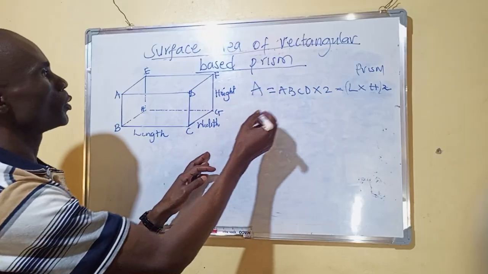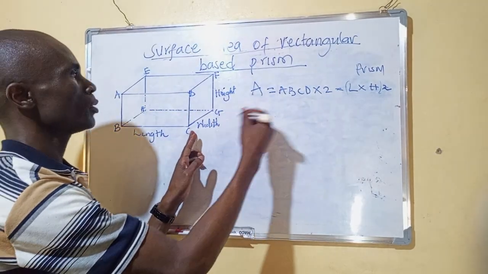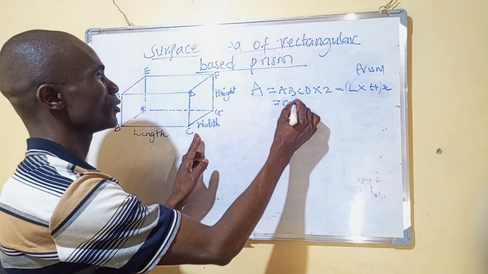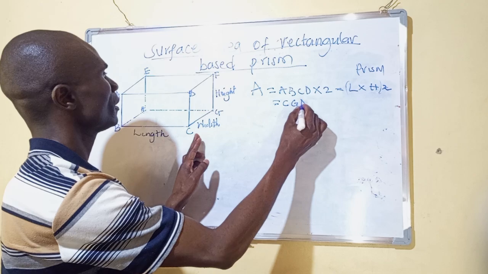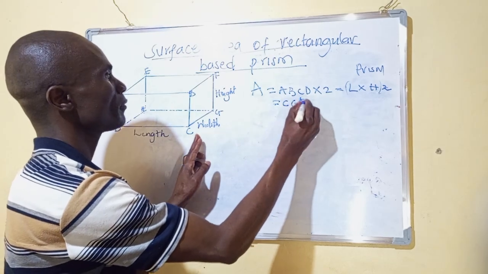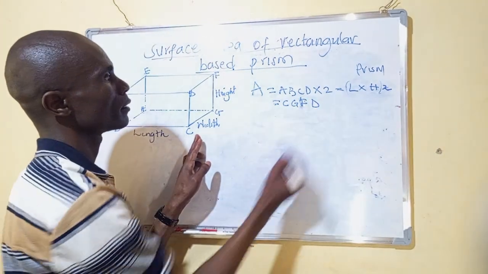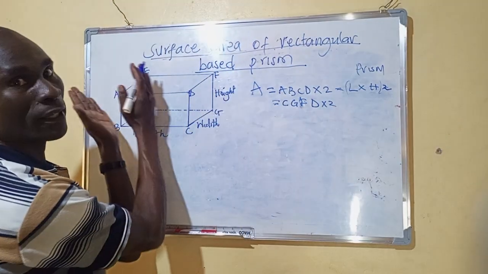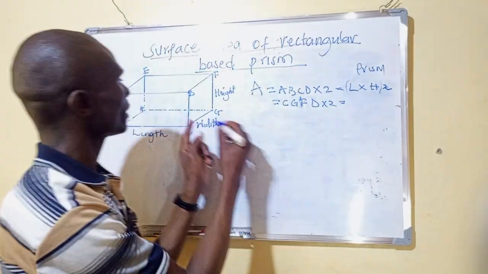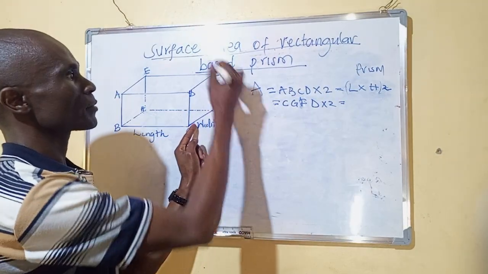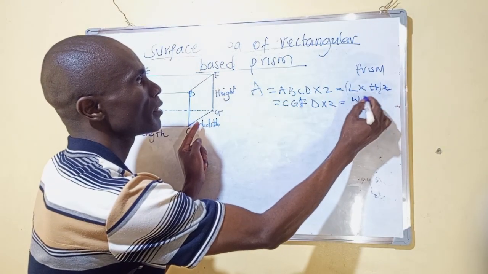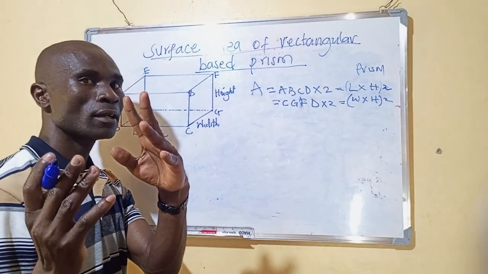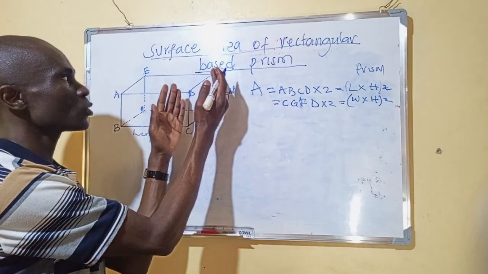Then we move to this other part now, C, G, D, G, F, D. This one also we double because there are two, this part and the other part. The dimensions are width times height. So here we have width multiplied by height, and we also double it. By doing that, we shall be able to get the area of this one and the other one.